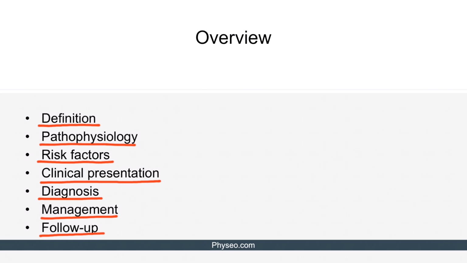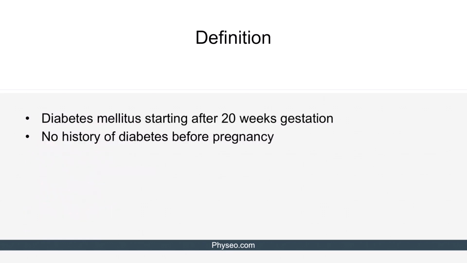Let's begin with gestational diabetes by reviewing the definition. Gestational diabetes is a type of diabetes mellitus starting after 20 weeks gestation. In order to diagnose this, the patient should not have a history of diabetes before pregnancy.